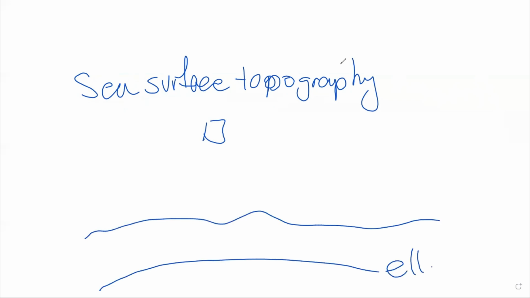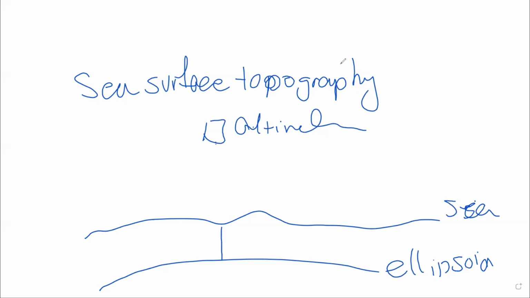This is the ellipsoid, and this is the sea altimeter. So the signal comes here. By the signal I can determine SSH, which is this one.